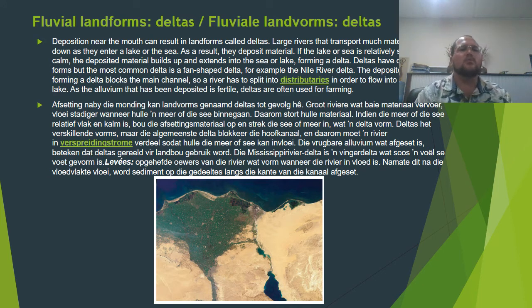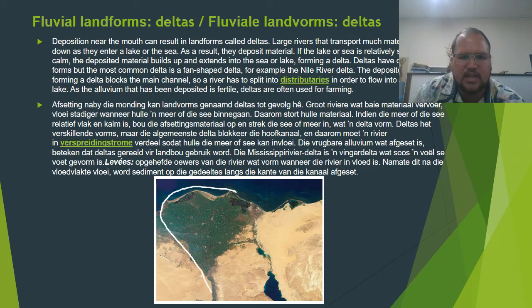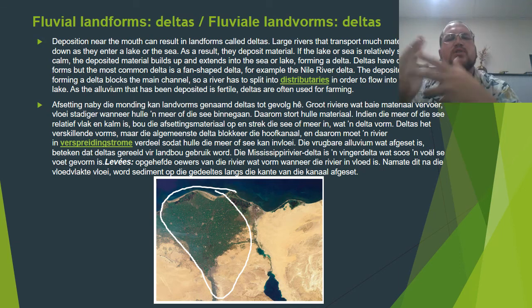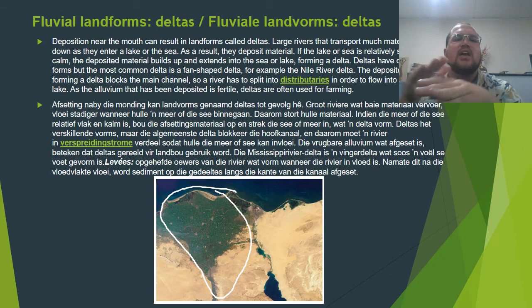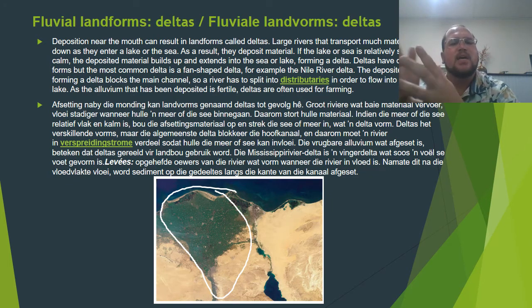Here are some more fluvial landforms, deltas. So this area here, this is our delta, where the river flow mouths out into the ocean. Deposition near the mouth can result in landforms called deltas. Large rivers that transport much material slow down as they enter a lake or the sea. As a result, if the lake or sea is relatively shallow and calm, the deposited material builds up and extends into the sea or the lake, forming a delta.